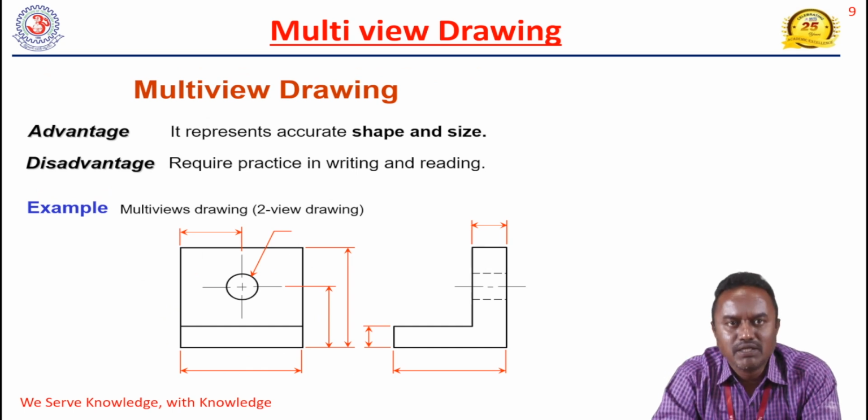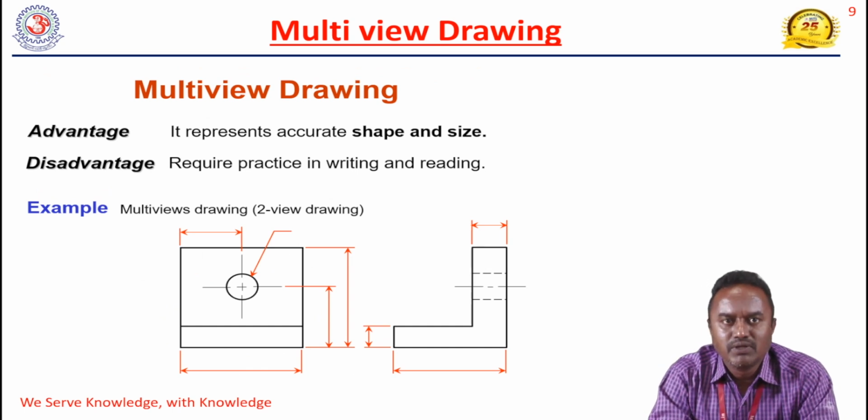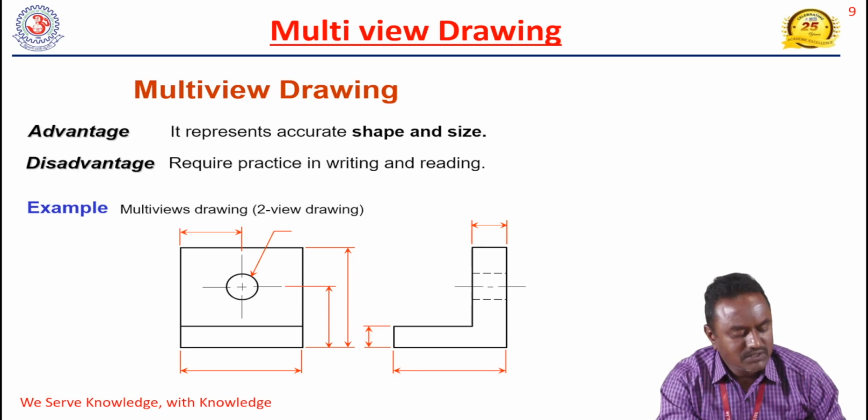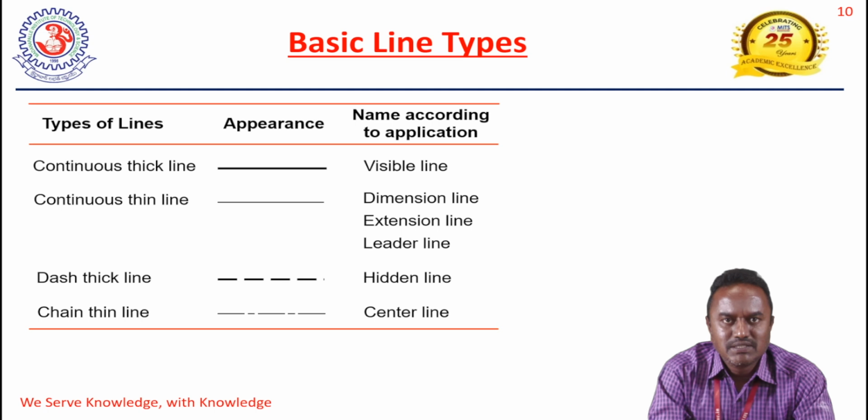When it comes to multi-view drawings, they represent the accurate shape and size. Exactly what the component design is, that same will be reflected here. Multi-view drawings also have disadvantages. They require practice in writing and reading. That is a small disadvantage in the case of multi-view drawings. For example, the front view as well as the side view and the top view, all three views are available in multi-view drawings. Now come to the basic line types.